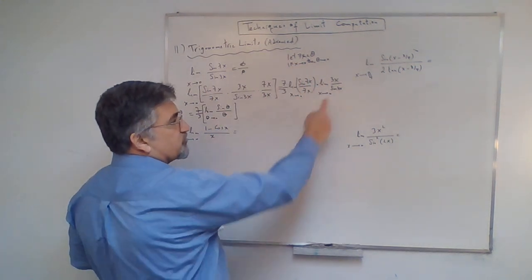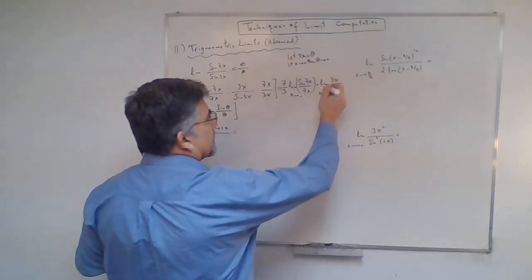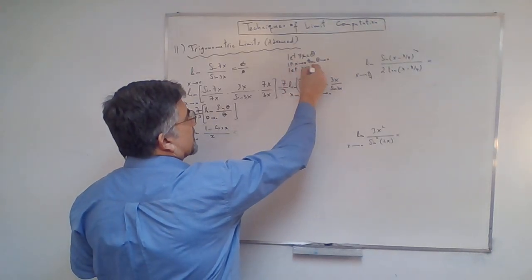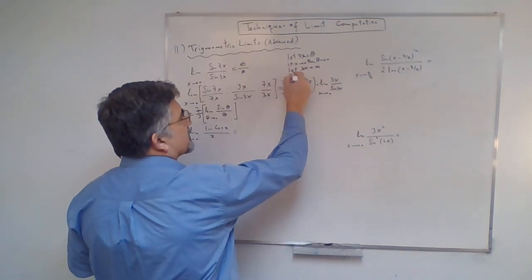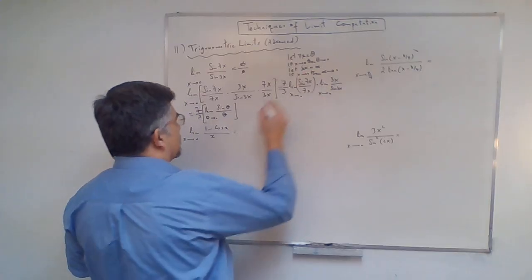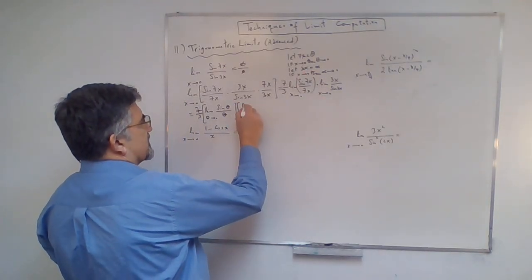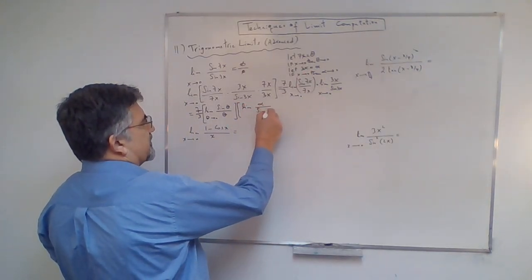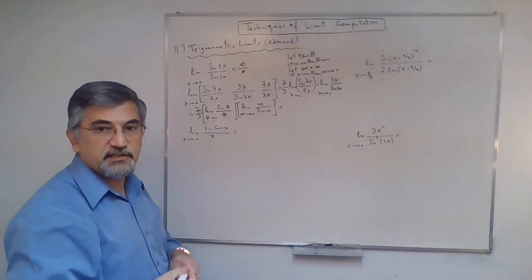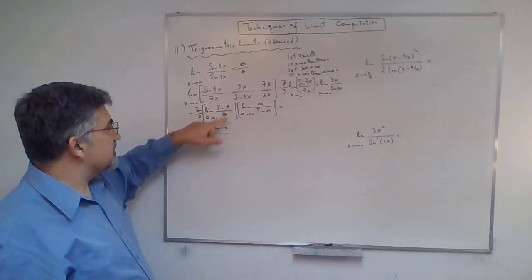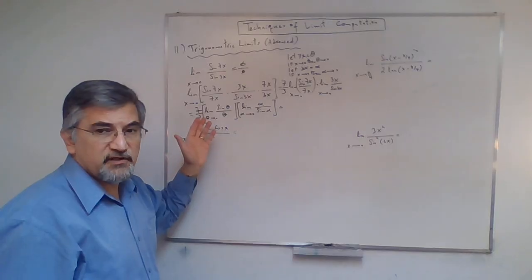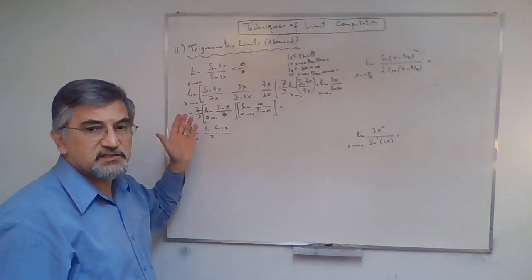I can use the same trick for this other part. For 3x, let 3x equal some alpha, and if x approaches 0, then alpha also approaches 0. So this is the limit of alpha over sine of alpha when alpha approaches 0. A substitution, or a change of variable. Now, the limit of sine theta over theta when theta approaches 0 is a very famous fundamental limit in trigonometry, and that is equal to 1.